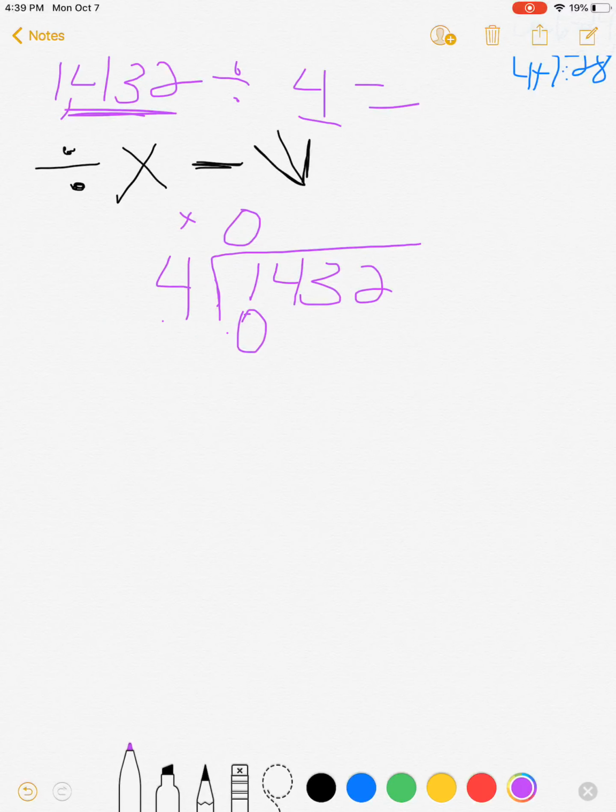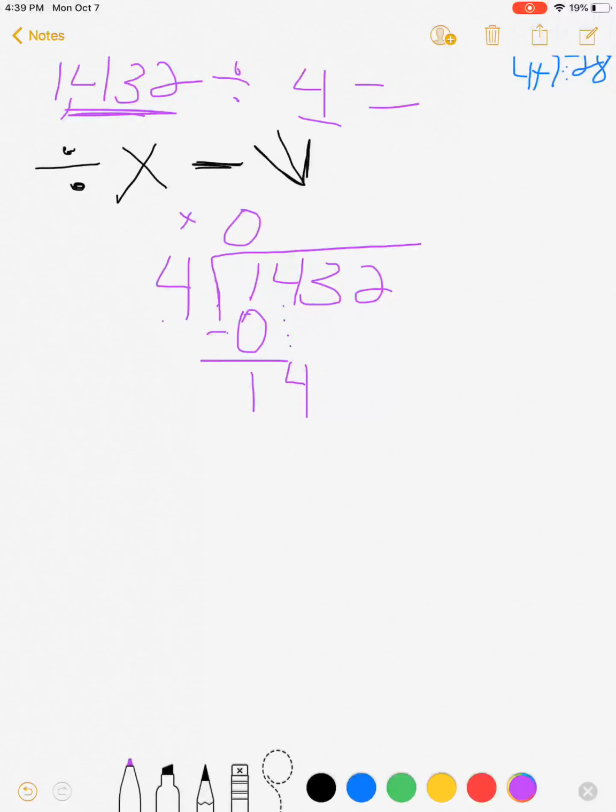1 minus 0 equals what, America? 1. I hope you said 1. If not, that's okay. Everybody makes mistakes. Go back, think about it, and then we'll move on. After we subtract, we bring down. Very good. So here, I'll bring down my 4.